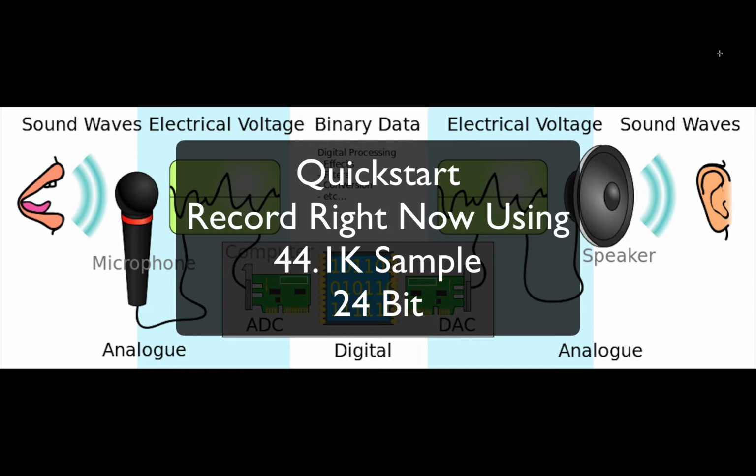I'm here to talk to you about signal processing. We're going to talk about sample rate and bit depth. Let's get involved real quickly. This is my first little diagram I'd like to show you.